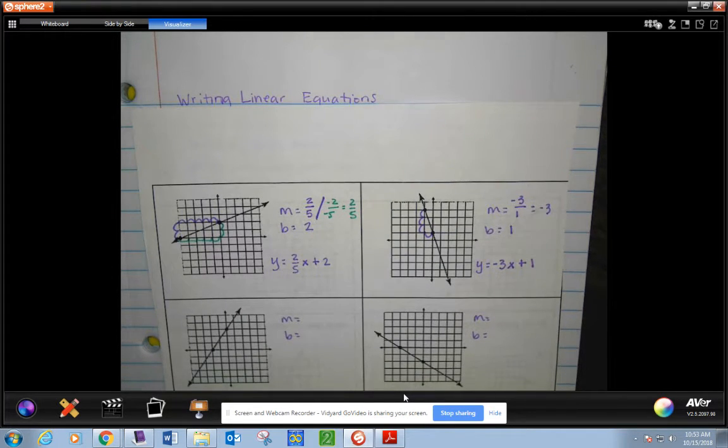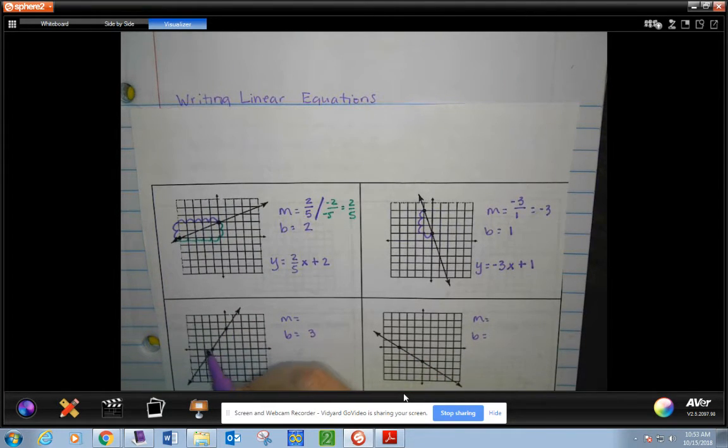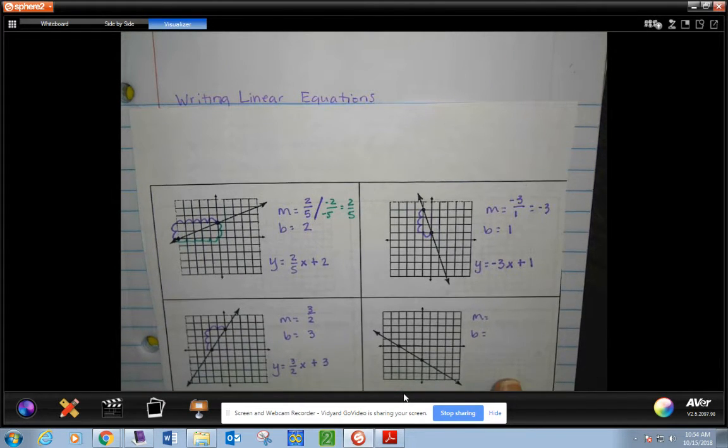Moving to my next example, starting with my y-intercept, I start at 3. I'm going to go left dot to right dot, and since I'm going up, I go up 3, and I run to the right 2. Well, 3 over 2 cannot simplify, so I'm just going to plug it in. y equals 3 over 2, keep x, and since my b is a positive 3, I put plus 3. I'm going to check this line real quick. This line goes uphill, positive slope. I probably have it right.